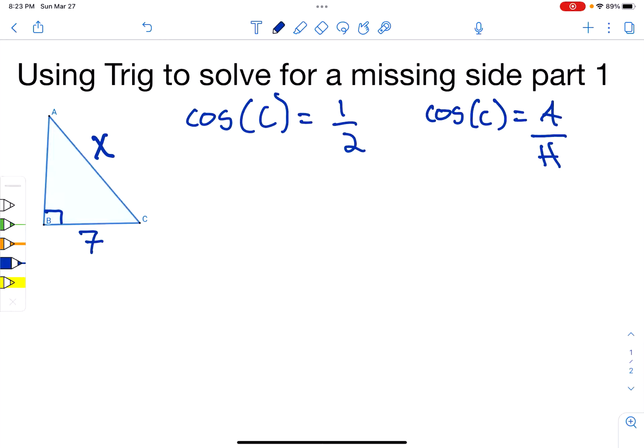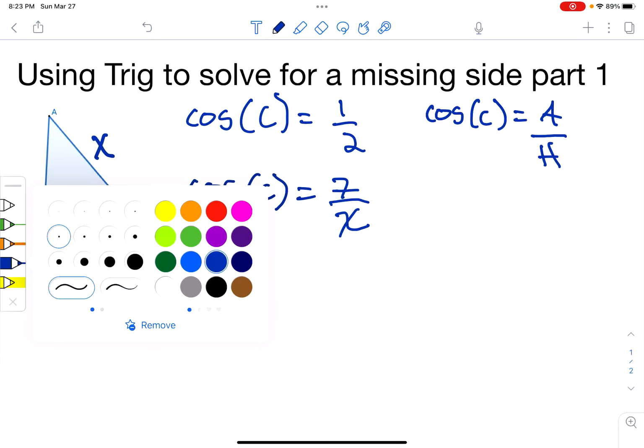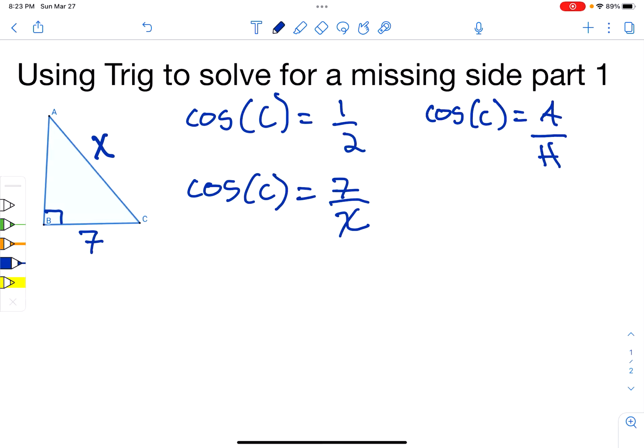So here we go. Cosine of C, we know, is adjacent over hypotenuse. Adjacent to C is right here, so that's 7, over our hypotenuse, which of course is across from the 90-degree angle, and it is x in this case. So 7 over x. You'll notice we've got the cosine of C and the cosine of C, which means we can set these two things equal to each other. So we've got 1/2 equals 7 over x.